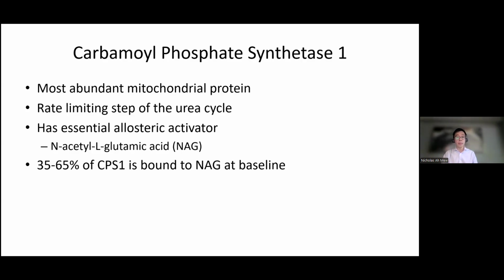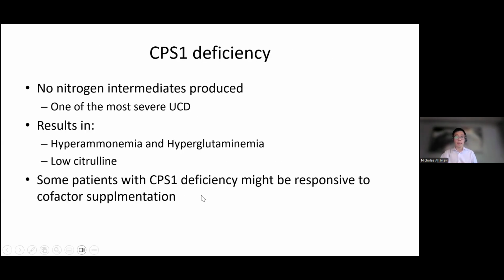And so, in a circumstance where you may need to rapidly change flux through the urea cycle, this potentially could be achieved by changing the amount of available NAG, right? So this does not require differences in transcription or translation, for instance, and can be achieved pretty quickly. Because this is the first biochemical step, there are no nitrogen intermediates that are produced. So as a result, it's one of the most severe UCDs. Ammonia levels tend to be markedly elevated in those that have a null CPS1 activity, and as a result, of course, elevated ammonia and glutamine, as I previously mentioned, as well as low citrulline.